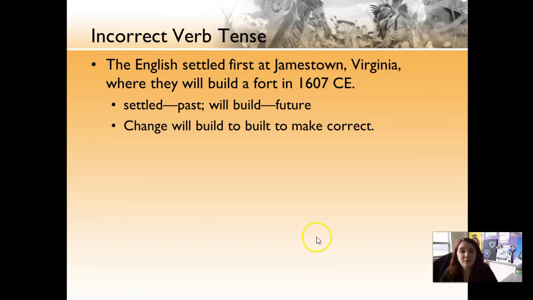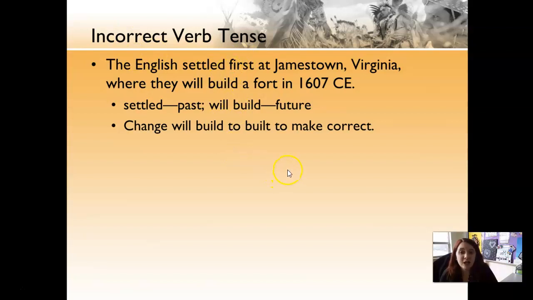So: the English settled first in Jamestown, Virginia, where they will build a fort in 1607. Notice that this is an incorrect verb tense. We're talking about the English settlement of Jamestown in 1607. We know that was in the past. Yet for this one, we said they will build. They've already built it. It has already happened. So this is an incorrect verb tense.